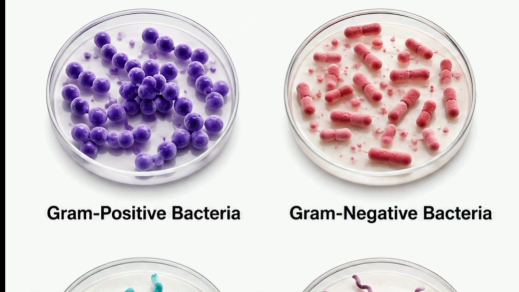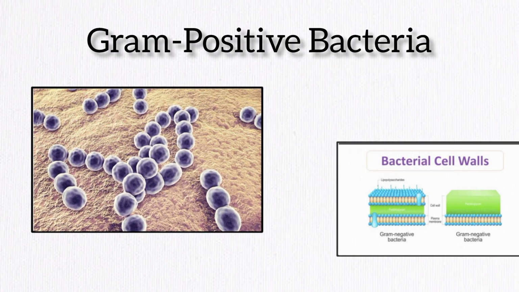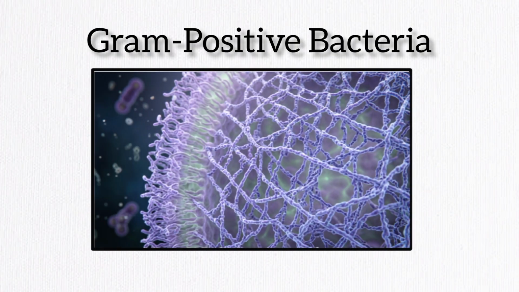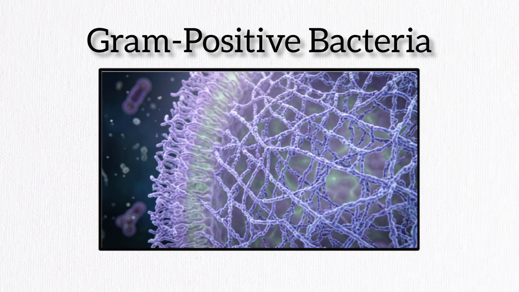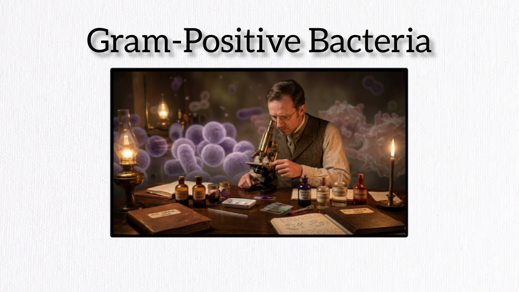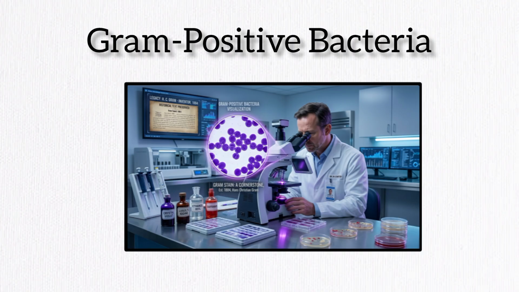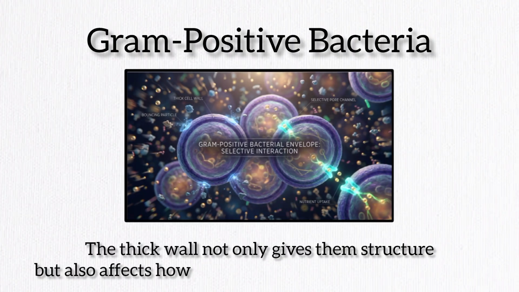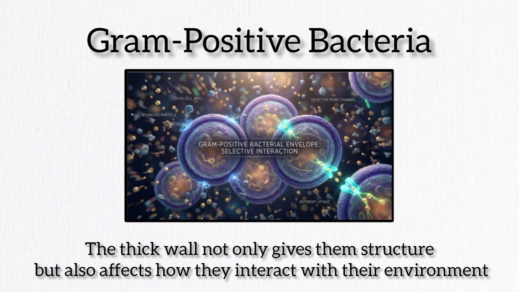Gram-positive bacteria. These bacteria are defined by their thick cell wall, made primarily of a substance called peptidoglycan, which holds onto a purple dye during a lab test called Gram staining. That simple test, developed by Hans Christian Gram in the 19th century, remains one of the most important tools in microbiology. The thick wall not only gives them structure, but also affects how they interact with their environment.